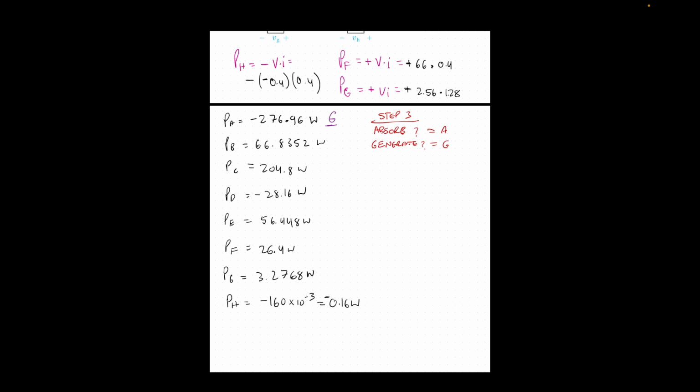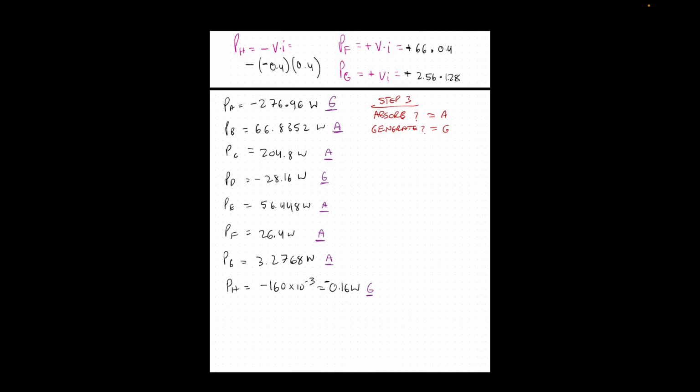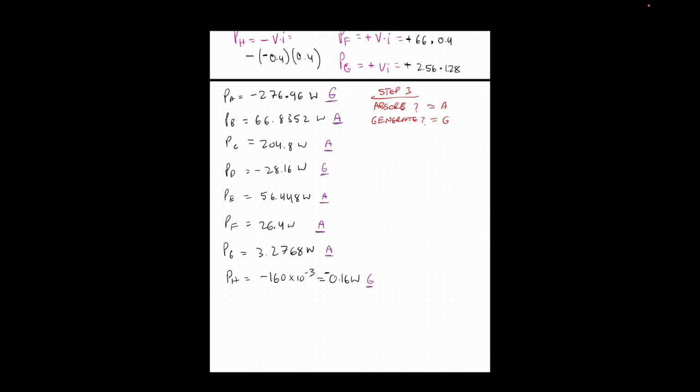In power B, I have a positive value, so it's going to be absorbing. Positive value, absorbing. Negative value, generating. Positive value, absorbing. Positive value, absorbing. Positive value, absorbing, and negative value generating. Now, what can we do with this information? We're going to go on to step 4.